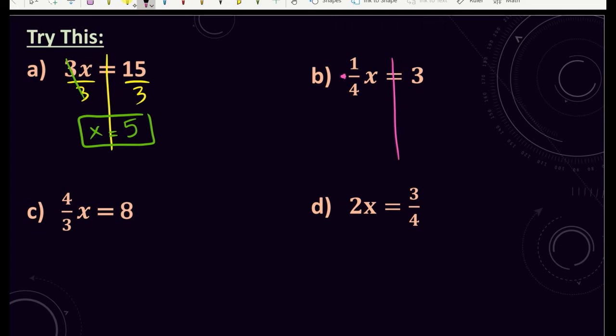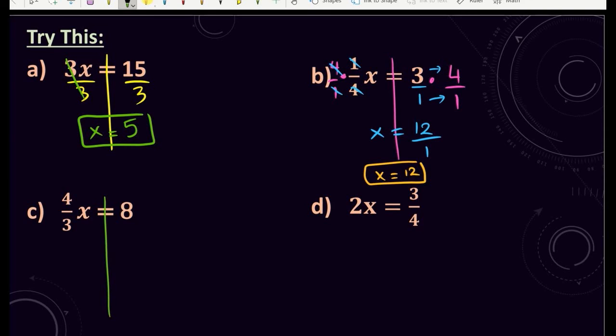Part B, we have a fraction, so you're going to multiply with the reciprocal, 4 over 1, on both sides. Okay, 4 and 4 cancel each other out, 1 and 1 cancel each other out. x equal to 3 over 1. We multiply straight across, so that will give you 12 over 1, or just simply x equal to 12. 12 divided by 1 is 12.